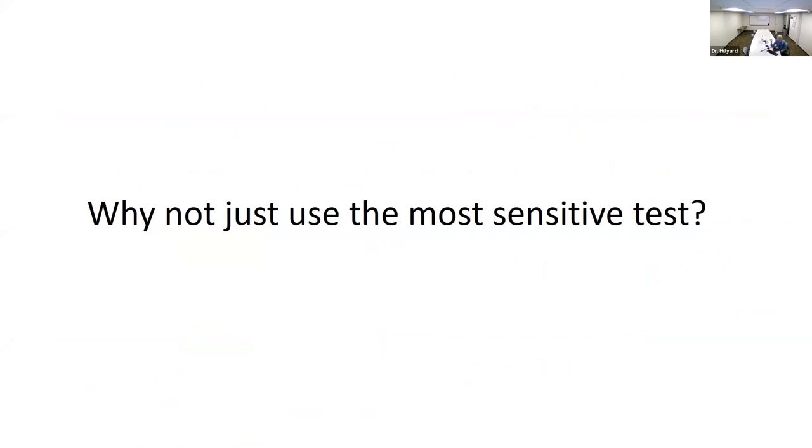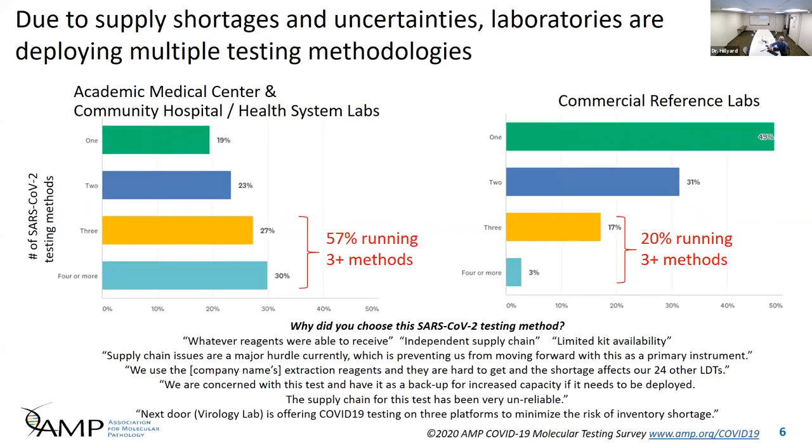So why don't we just have a simple answer to the analytic sensitivity test from a practical perspective? Why not just use the most sensitive test? And for this, I'd like to thank AMP for sharing a couple of slides that appeared a week ago in their town hall, which sort of cut to the chase for me very, very strongly. And that is, we have supply shortages. We all know about this, and this has dictated what tests we have available to use. And it's been dynamic over a period of time.